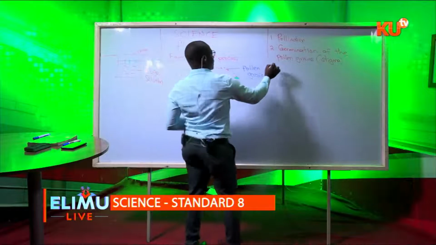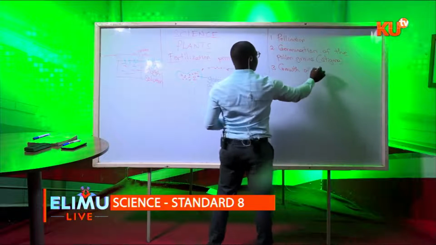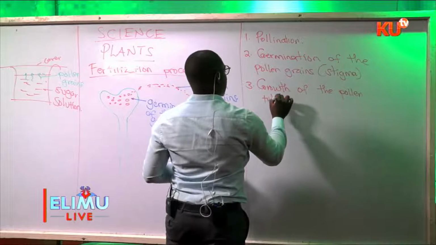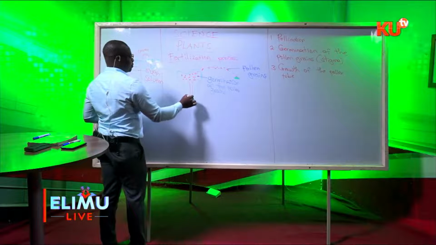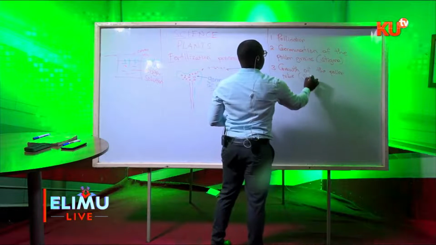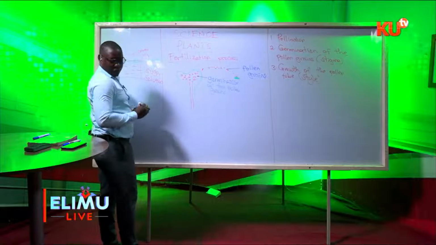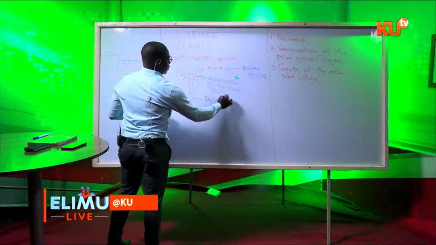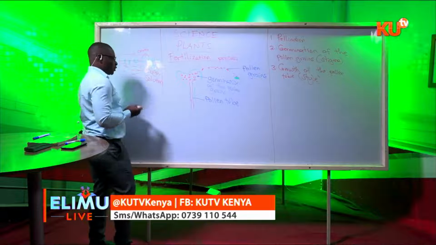Step number 3 is growth of the pollen tube. Once the pollen grains have germinated, there will be a tube that will grow. So the pollen tube grows in the style. Germination takes place in the stigma. We will refer to this one as the pollen tube. So the pollen tube will grow.